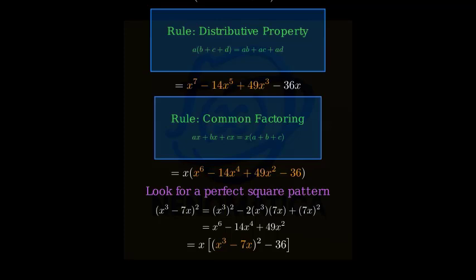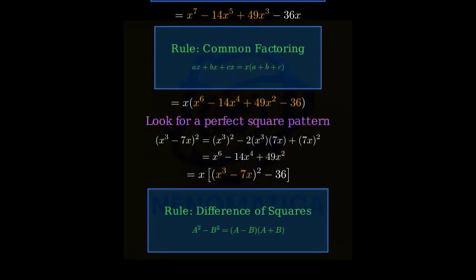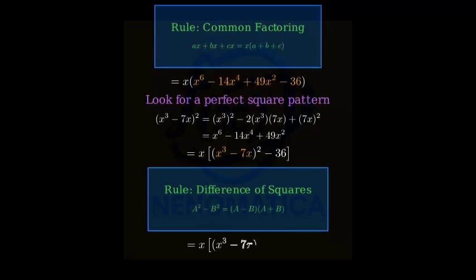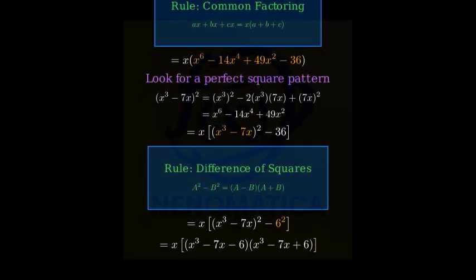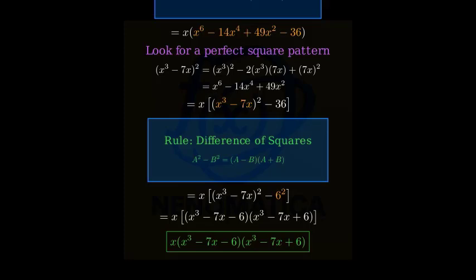Let's recognize another pattern. We have a difference of squares in the form of a squared minus b squared, which can be factored as a minus b times a plus b. In our case, we have the square of x cubed minus 7x, minus 36. But 36 is 6 squared, so we actually have the square of x cubed minus 7x minus the square of 6. Using the difference of squares formula, we can rewrite this as x times the quantity x cubed minus 7x minus 6 times the quantity x cubed minus 7x plus 6. So our final factorized form is x times the quantity x cubed minus 7x minus 6 times the quantity x cubed minus 7x plus 6.